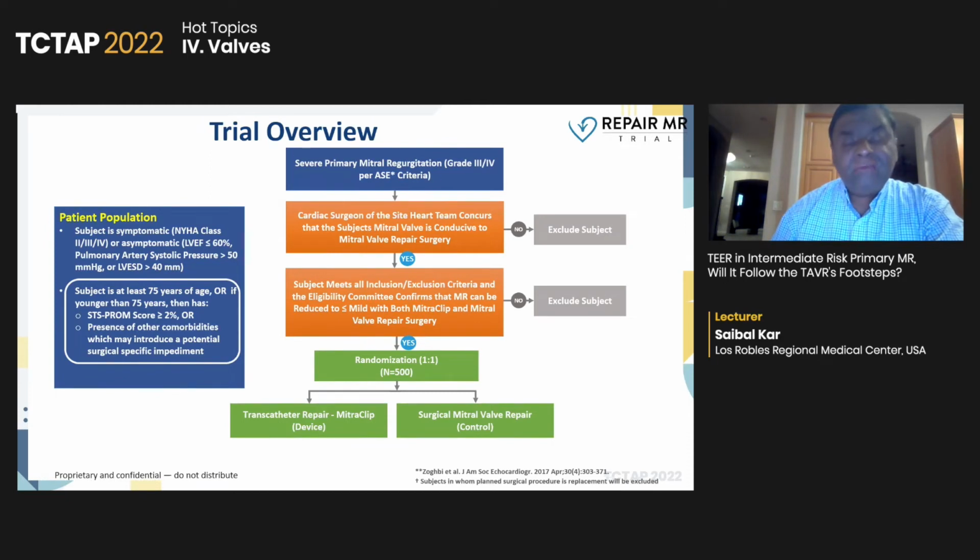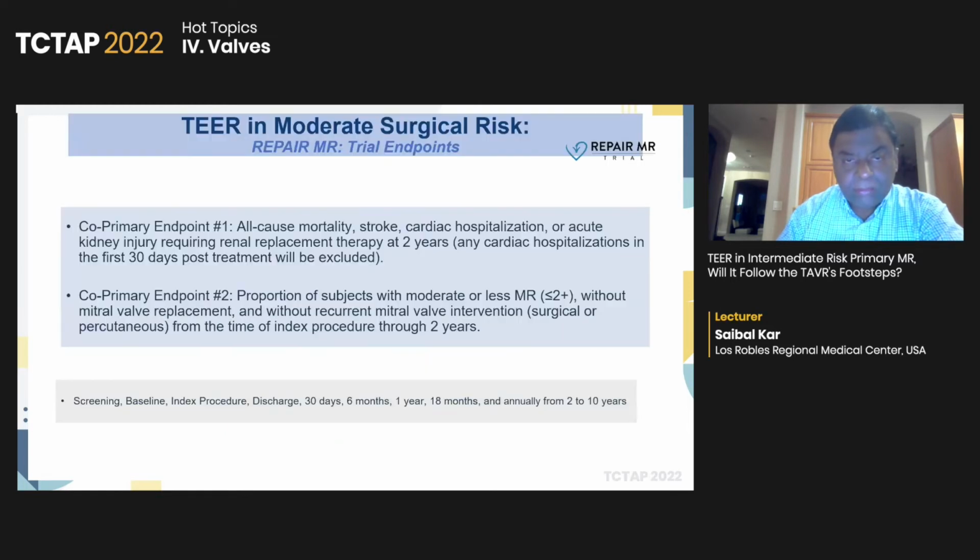You have to be at least 75 years of age. So if you're 75 or above and your STS score is acceptable, you're eligible. Or if you're less than 75, your STS score is 2% or more, or you have morbidities which make surgical repair a little challenging, but not inoperable. That means you can include a patient who's 62 years old, but if the STS score is 2 or they have morbidities, they get randomized 1-to-1 to surgical repair versus transcatheter mitral valve repair with a clip.